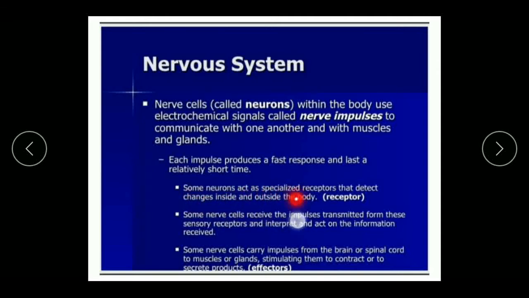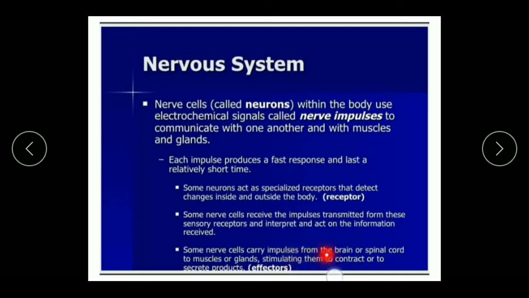Some neurons act as specialized receptors that detect changes inside and outside the body; these are the sensory receptors. Some nerve cells receive the impulses transmitted from those sensory receptors and interpret and act on the information received. So the receptors receive the external stimulus, and some neurons transmit the receptor signals to the central nervous system.